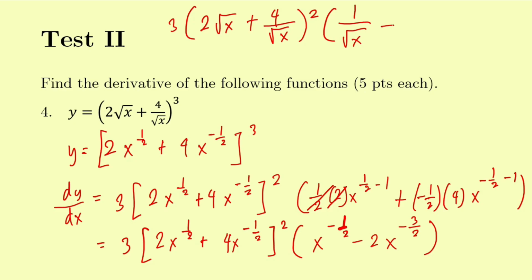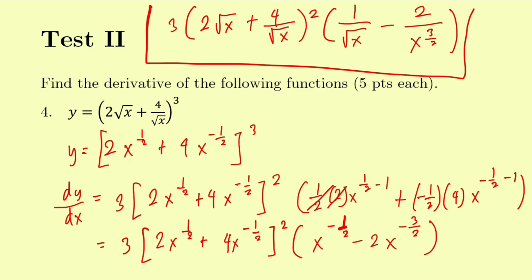minus 2 over x raised to 3 halves. Actually, at this point, I will accept this as the final answer, as long as you apply the chain rule on this one. However, some references may require you to expand this entire thing. This one is squared, but I don't require it anymore. If you get to this point of the solution, I will accept your answers.